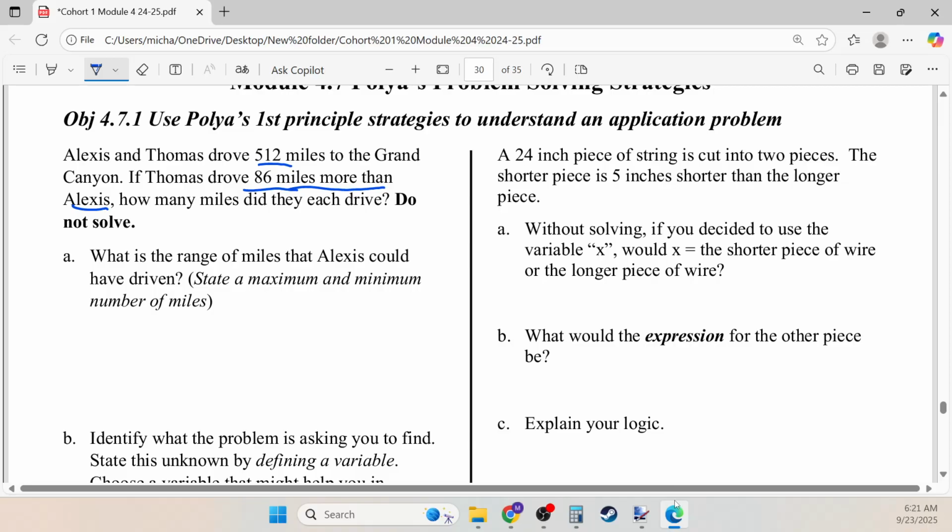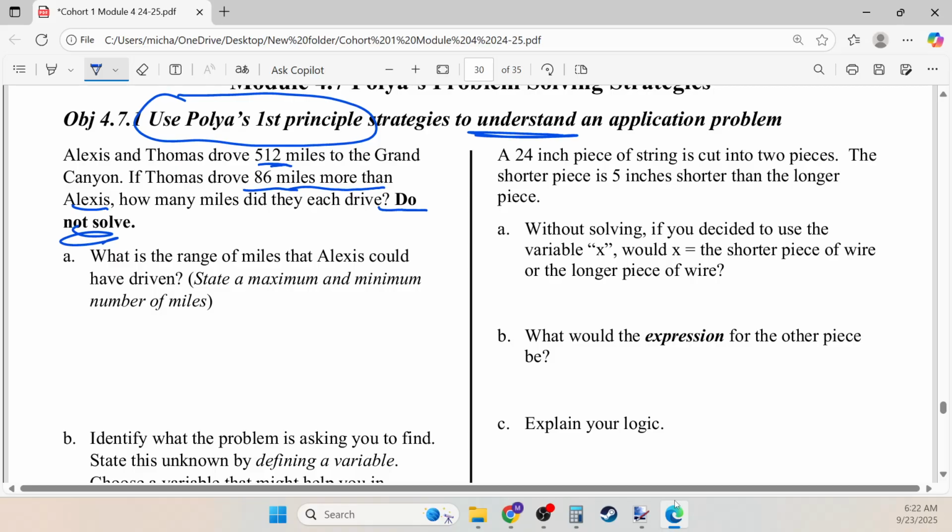Okay, so sorry, let's back up a bit. We are using Polya's first principle. This is the understanding principle. So in this subsection, we're probably not actually solving any problems. We're just figuring out how to set up the problem. So Alexis and Thomas drove 512 miles to the Grand Canyon. If Thomas drove 86 miles more than Alexis, how many miles did they each drive? Do not solve. I bet that we'll solve this in a subsequent section, but we won't solve it here.